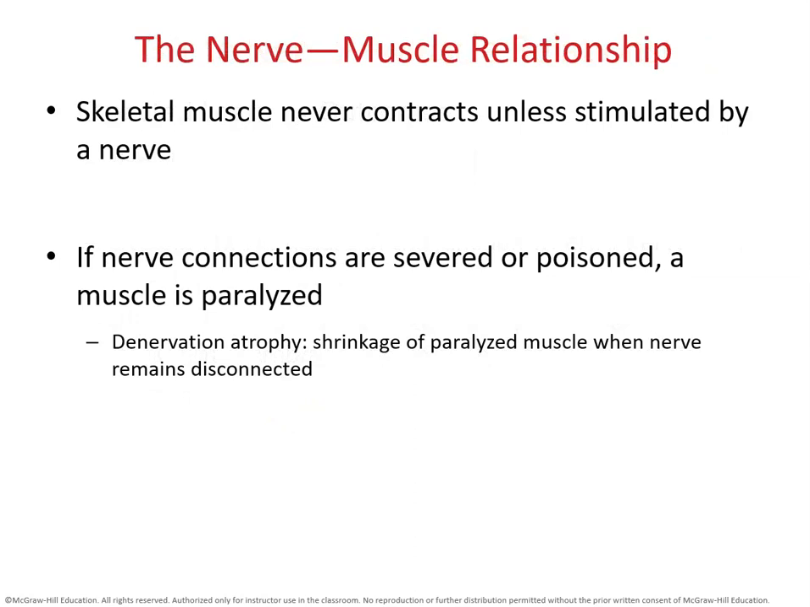Only when muscle is stimulated by a nerve does the muscle contract. It doesn't happen on its own. If we see cases of paralysis caused by poisoning or a severed nerve, we see associated muscle will be paralyzed and will shrink because the nerve is not causing it to contract any longer.